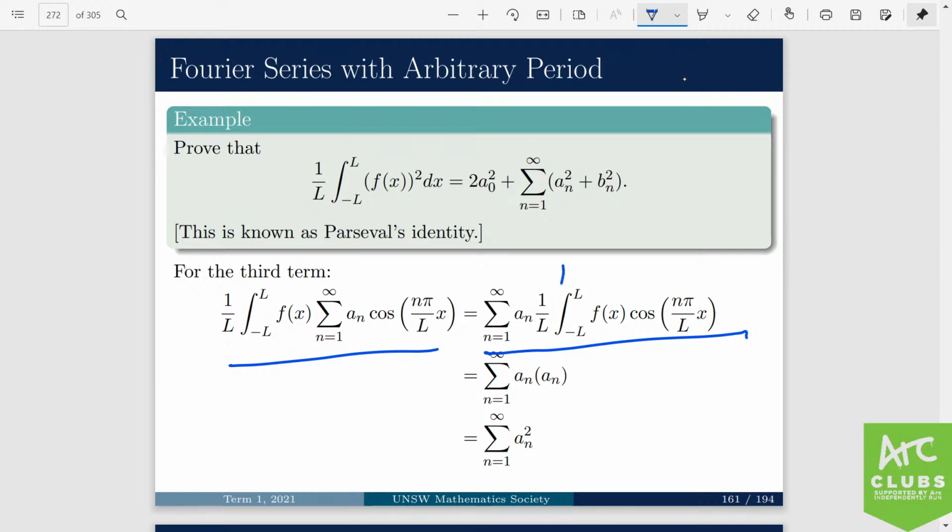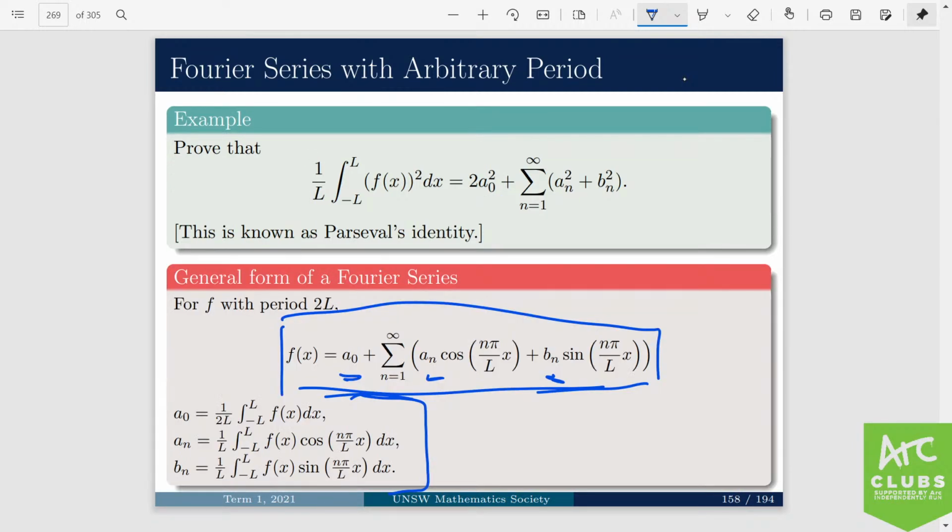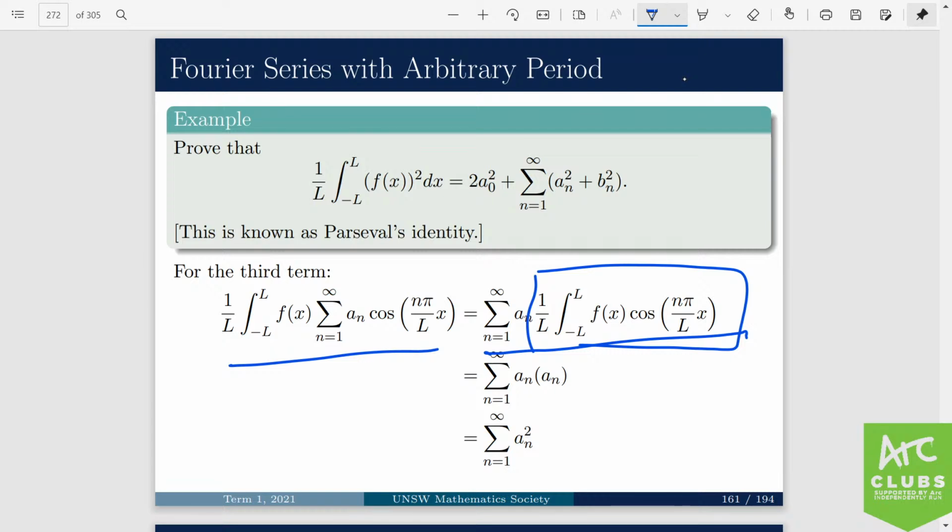And then again, we can see, oh, actually, from here, we can see that that is our definition of what AN is. Let's just double check that. So 1 on L, integral from negative L to L, f of x, cosine n pi on L, x. If we memorize that really quick, we can see that's exactly what AN is. So then we get the sum from 1 to infinity of AN squared, and that is this one right here. So again, we're still on the right track, which is good.